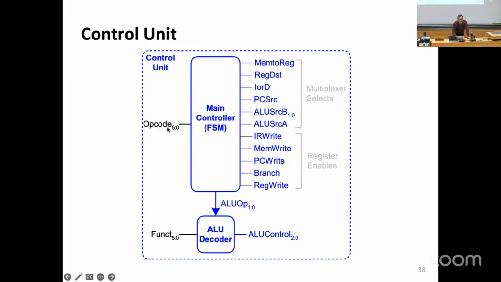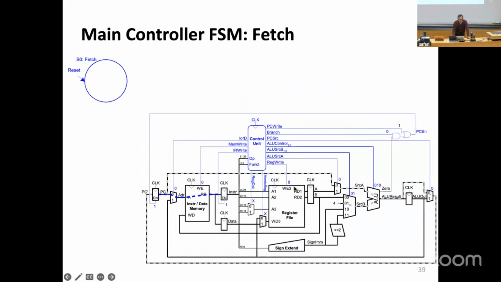We're going to supply the opcode to it, and there will be a finite state machine that determines all of these control signals, including the ALU operation. There's also funct, if you remember, in MIPS that determines what the instruction should do. I'm kind of ignoring it because we covered it earlier. But these are multiplexer select signals and also register write enable signals. Okay, so let's start with fetch.